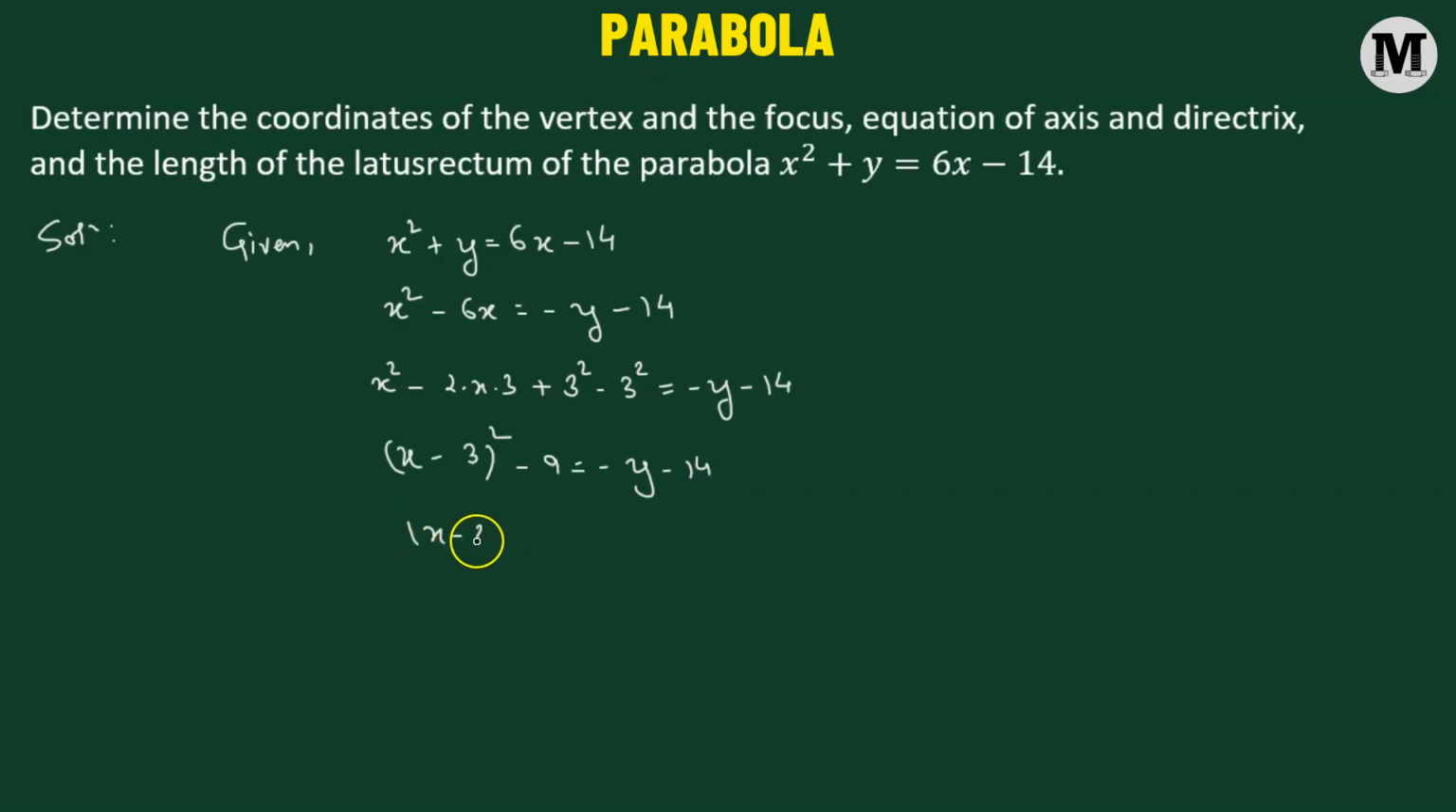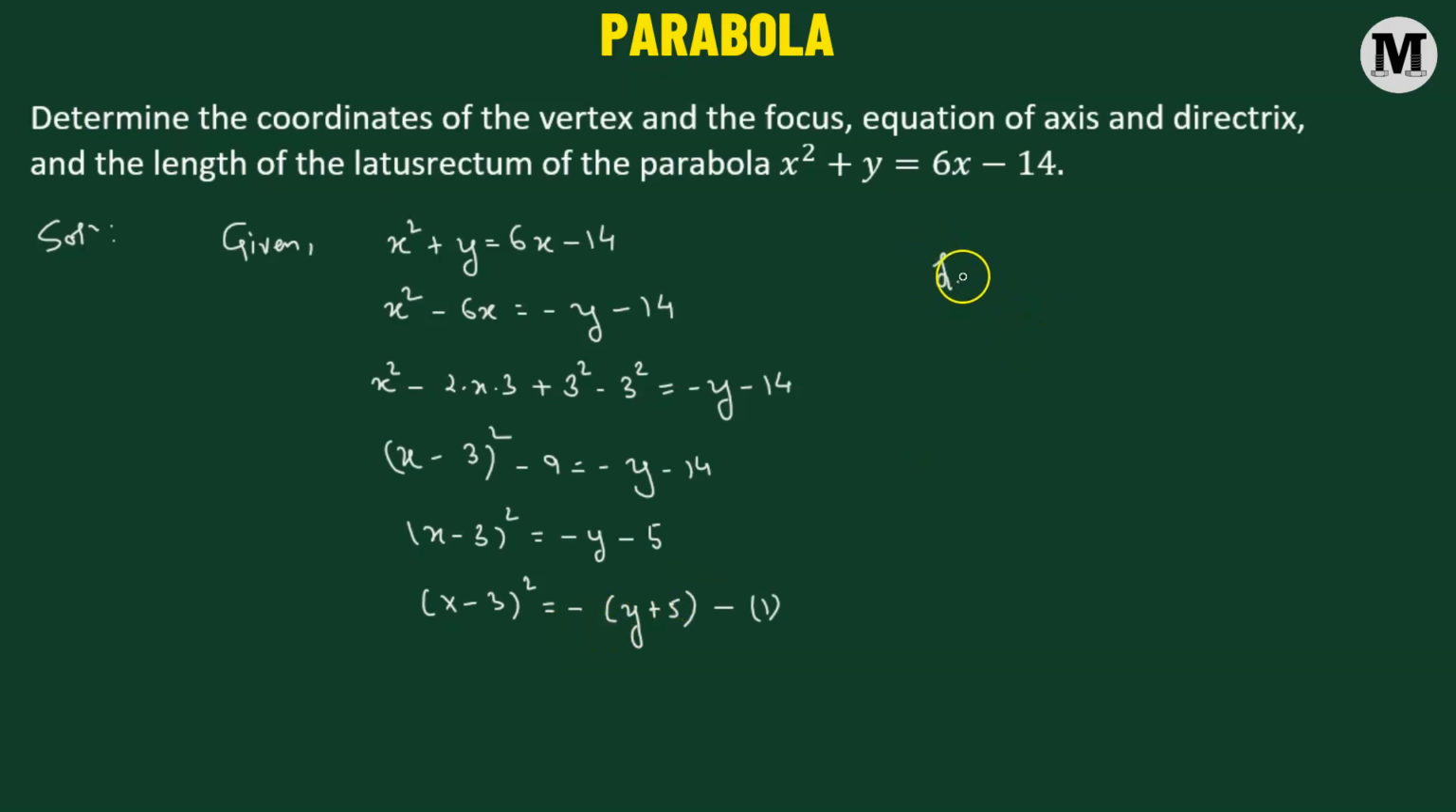So we have x minus 3 whole squared, minus 9 equals negative y minus 14. x minus 3 whole squared will be equal to negative y minus 6 minus 5. Now we'll take negative as the common factor to get x minus 3 whole squared equals negative times y plus 5. Now this is the equation of the parabola, although it is expressed in the standard form, the vertex of the parabola has been shifted.